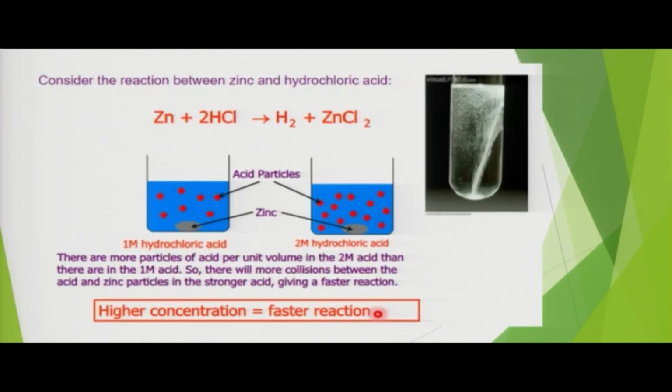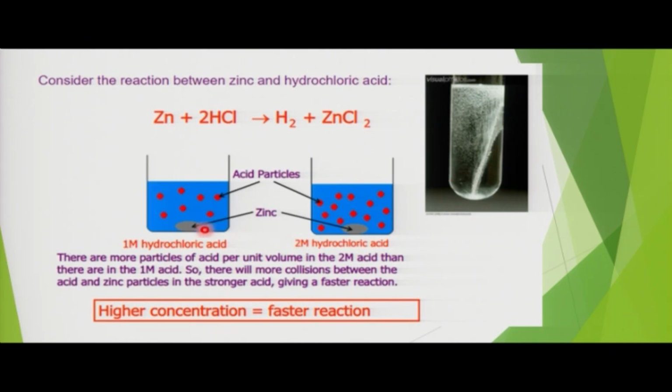So, let's take a few examples. We are looking at a reaction between zinc and HCl. This is how it is balanced. This is exactly what is happening. You're having your zinc producing hydrogen gas and zinc chloride, which is a colorless solution. You see part of this here.